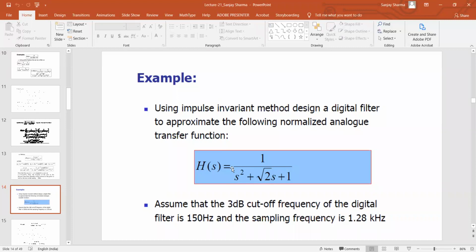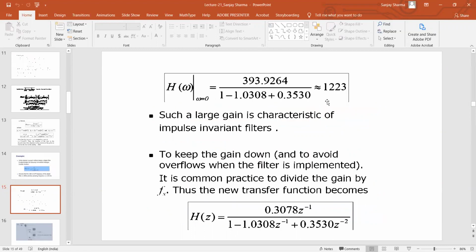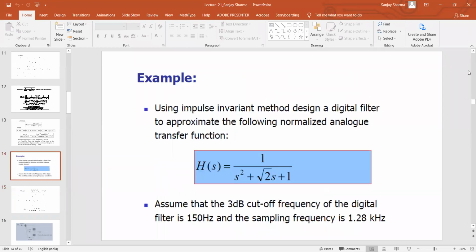The problem with this type of system function is that if you try to calculate the DC gain of this filter in the digital domain, you will find that the DC gain is quite high, 1223, right? So such a large gain is a characteristic of impulse invariant filters. You can reduce the gain, and to avoid overflows, how to reduce this gain? Just normalize this, divide the gain with the sampling frequency. The sampling frequency is given to be 1.28 kilohertz.